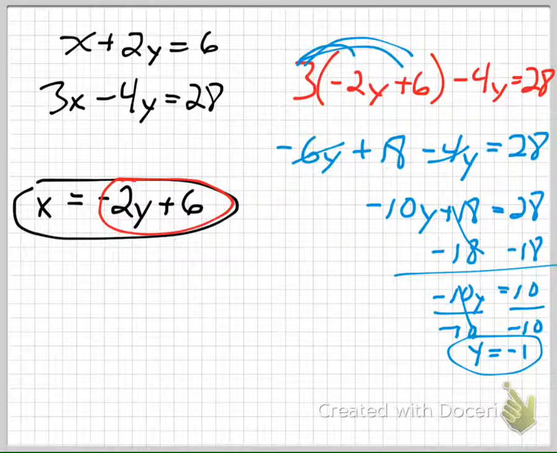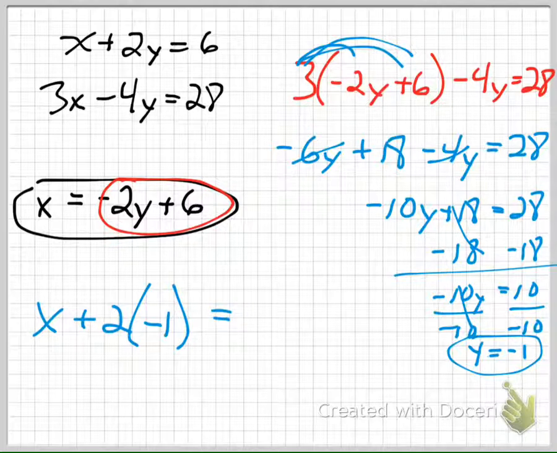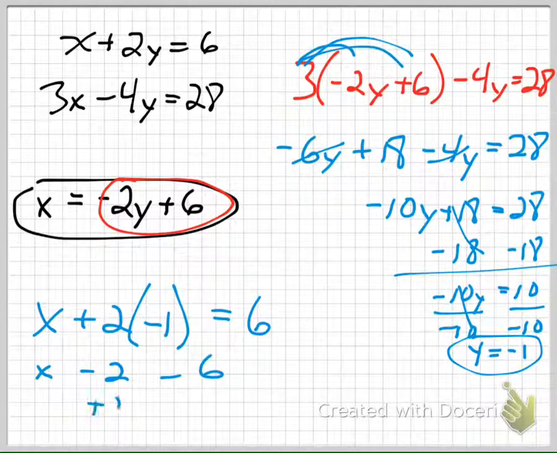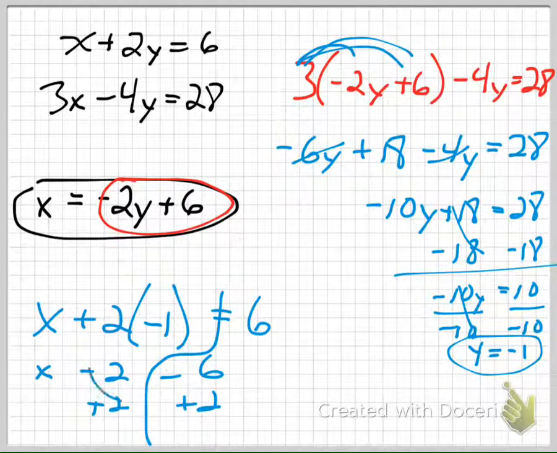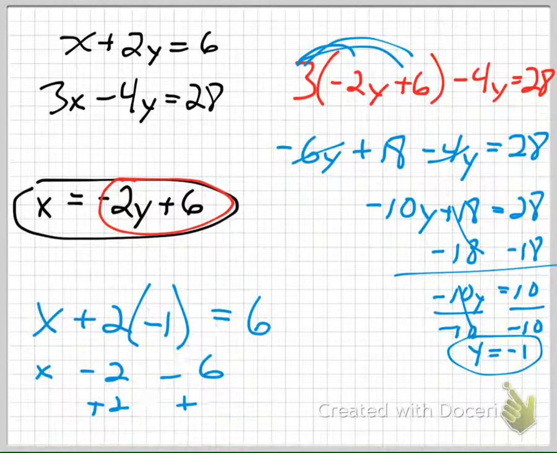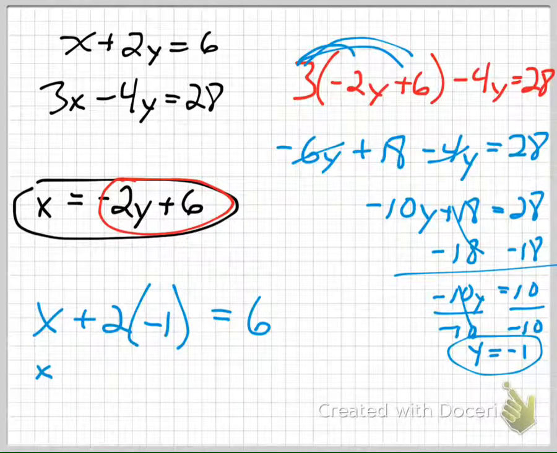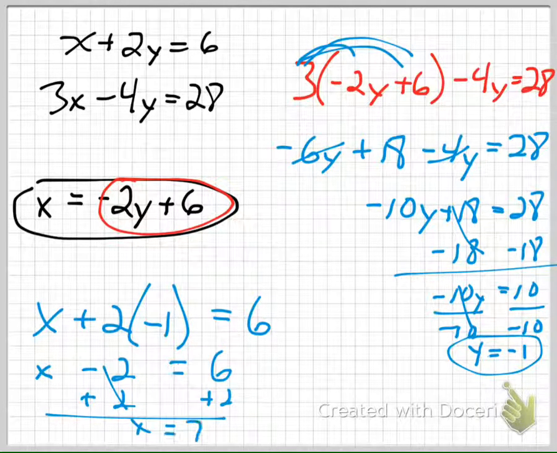y is -1. Now that I've done that, I plug in what y is equal to into the original. x + 2 times -1 equals 6. x - 2 = 6, plus 2, plus 2. Whoa. x equals, what is that? Did I make a mistake somewhere? Yeah, I did. Hold on. What did I do wrong? So it is x - 2 = 6. Right. Plus 2, x = 8.